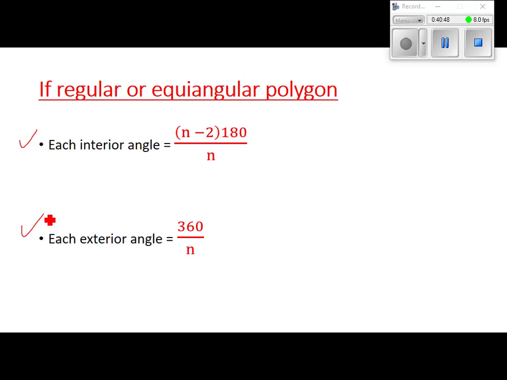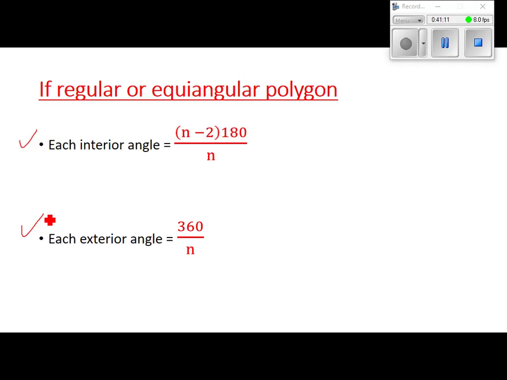Notice, have you seen that top formula anywhere before? Yeah, earlier on another slide, right? Except now what are you doing? Dividing by the number of sides. So you find the sum of all the interior angles, then you divide by how many sides there are.